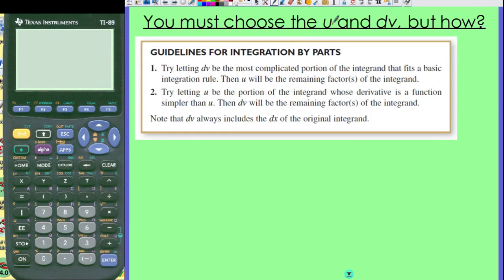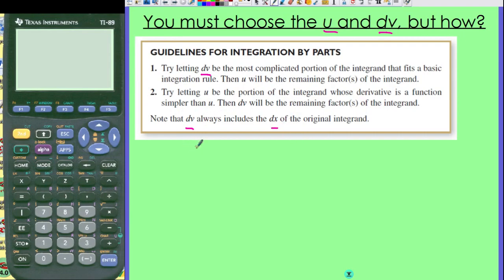The hard part is you have to actually choose what's your u and what's your dv. Here are some guidelines. Try to let the dv be the most complicated portion, because you're going to integrate it and hopefully make it less complicated. Then the u is whatever's left over. You can also try letting the u be a portion of what you integrate, and then the dv is just your remaining part. But dv is usually what's most complicated, and u is whatever's left over. And dv is always going to include dx.